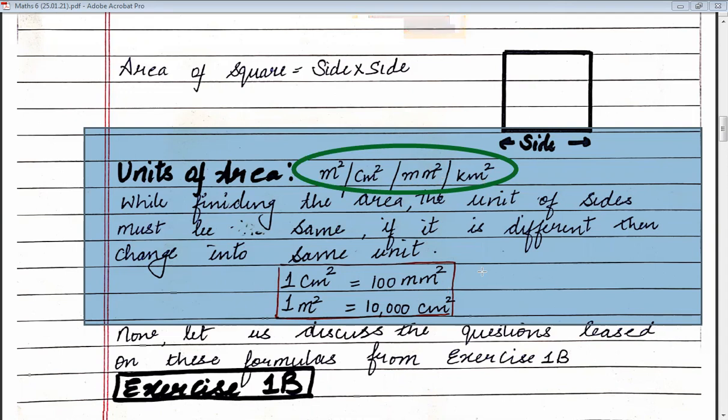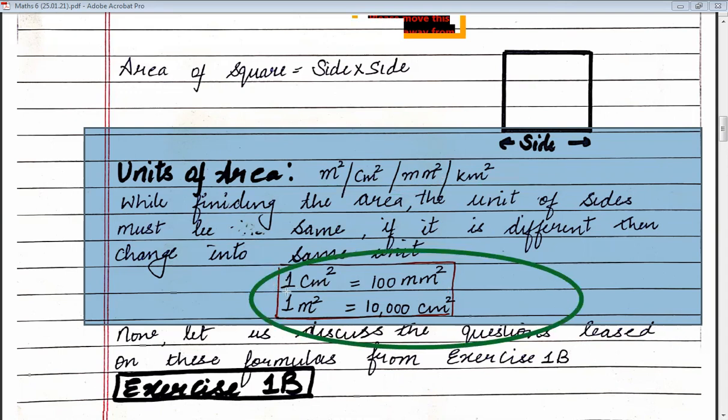Now, children, if they are not in the same unit, you have to convert the sides into the same unit. You have to make them same. Now let us discuss a few conversions based on units. First one is 1 centimeter square is equal to 100 millimeter square. Now children, if you want to convert centimeter square into millimeter square, then you have to multiply by 100. Similarly, if you want to convert meter square into centimeter square, then you have to multiply with 10,000.